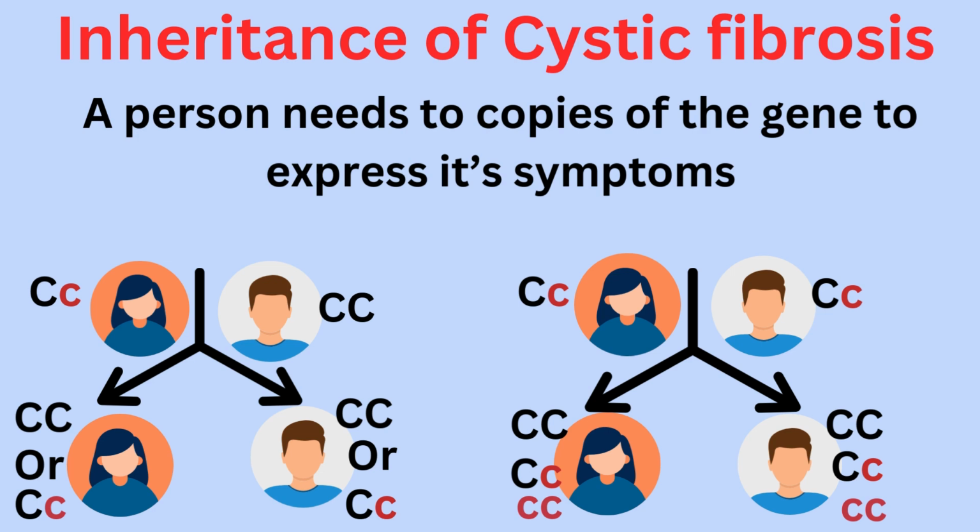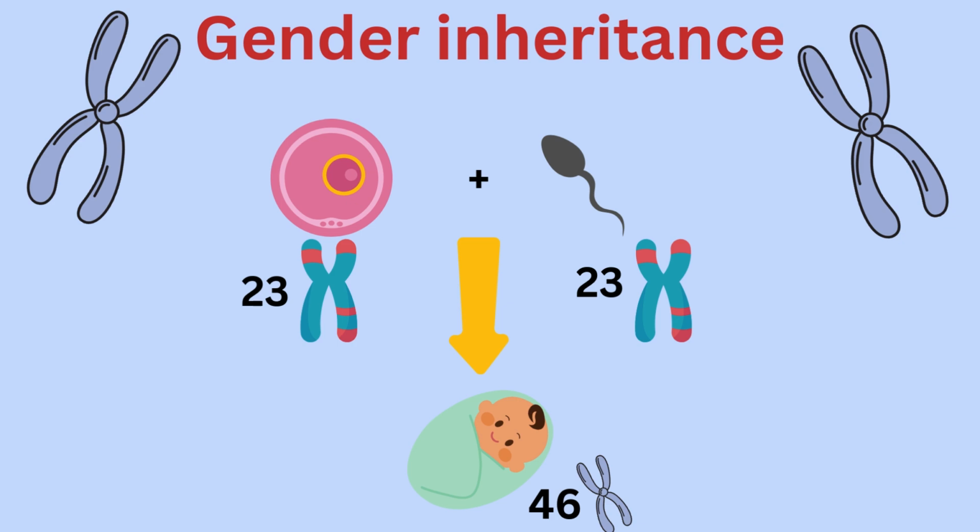Either one of their children is not affected, one is a carrier, and one is affected completely, one will show the symptoms. So it is very rare for a person who only has one copy of the gene to express these symptoms. Now let's move on to gender inheritance.